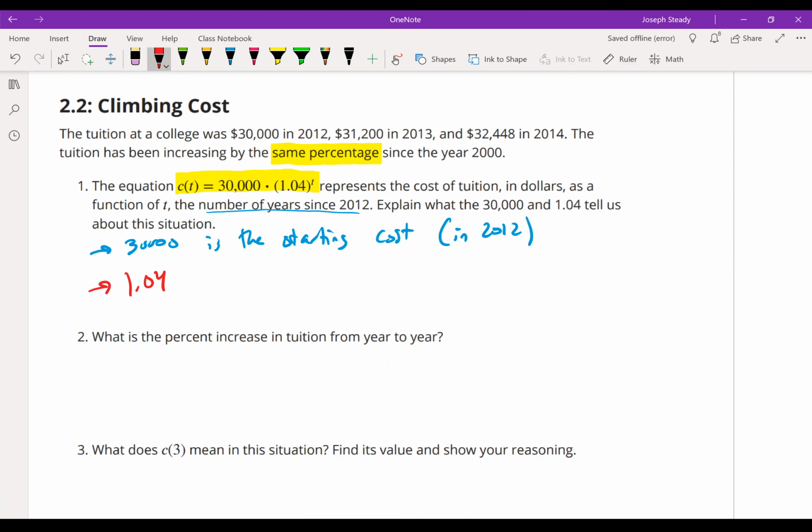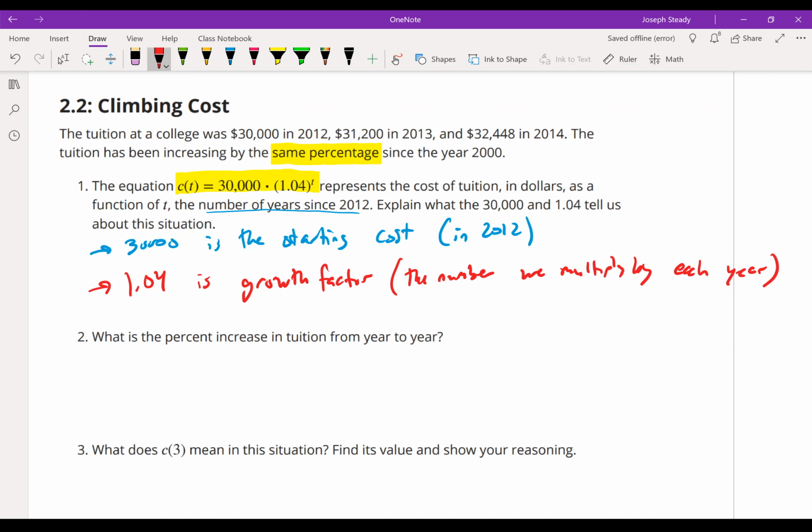1.04 is the number that we're going to be repeatedly multiplying by, because that's the one that has the exponent attached to it. If it's been 1 year, we're going to multiply by 1.04. If it's been 2 years, we're going to do times 1.04 times 1.04, and so on. That number actually has a name. 1.04 is the growth factor. And all that means is the number we multiply by each time, so in this case, each year.